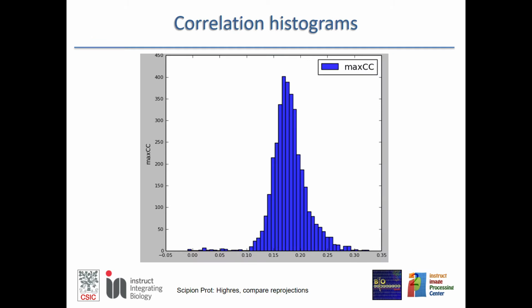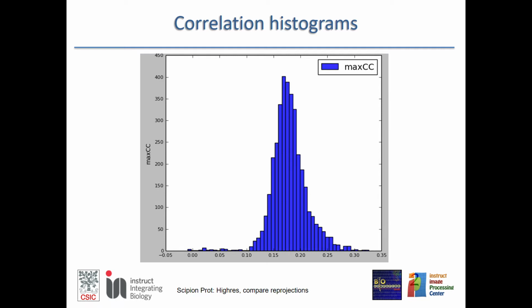And something else that you can look at are the correlation histograms. They all should look like a single population histogram. Sometimes you see two lobes, and these two lobes are a very good indicator that you have a mixture of two populations there. And you may see left tails, like in this case, where even some projections have negative correlation to the volume, so these projections should be removed.